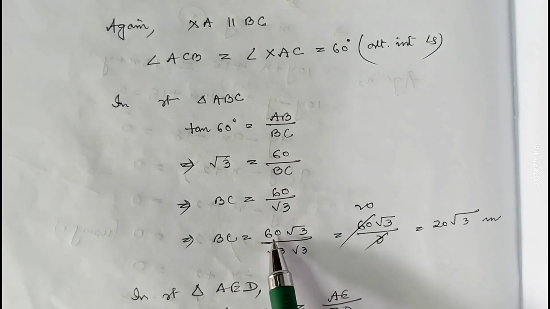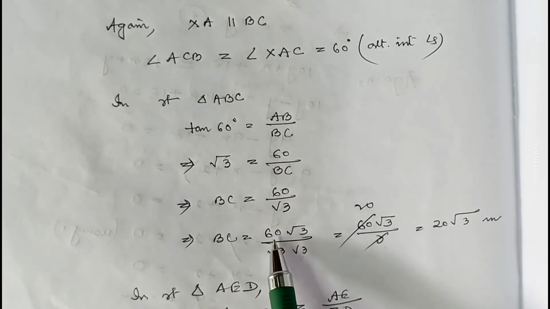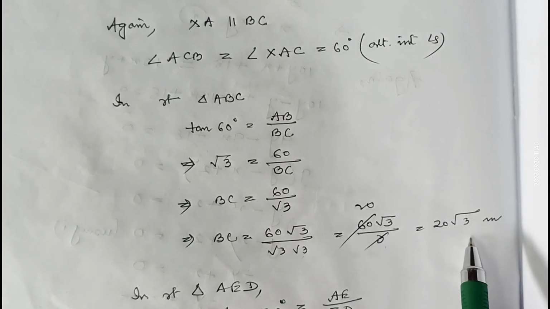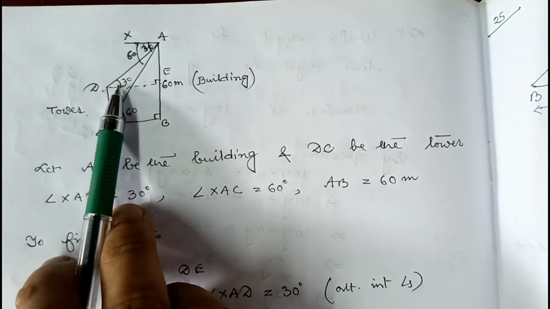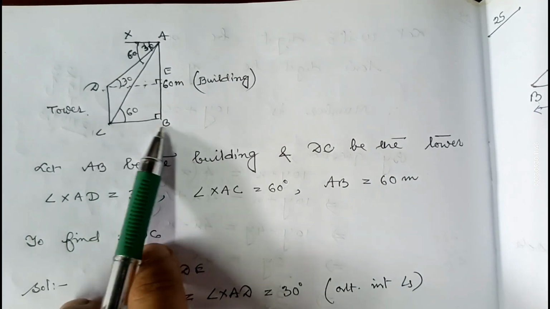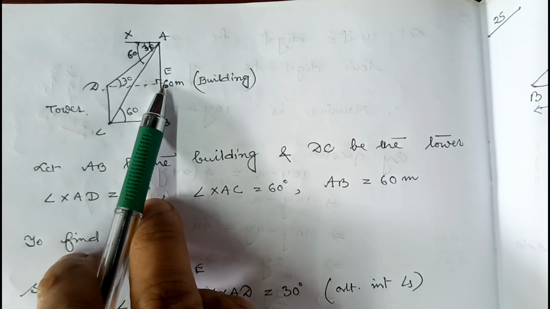If we rationalize, it will be 60 root 3 by root 3 into root 3. Root 3 into root 3, 3. 60 root 3 by 3, 20. So it will be 20 root 3 meter. Now in the upper triangle AED, this angle is 30. We got this one 20 root 3. If this one is 20 root 3, this also will be 20 root 3. Then we can calculate AE.